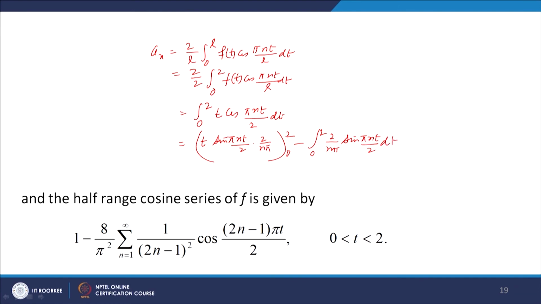When you put t equal to 2, we will get sin n pi. So, that will be 0. When we put 0, this is 0. So, we get minus 2 over n pi, and the integral of sin(n pi t / 2) is equal to 2 over n pi again, and minus cos(n pi t / 2), from 0 to 2. So, we get minus 4 upon n square pi square, and then we get 1 minus cos n pi. When n is even, this will be 0, and when n is odd, it will be 2. So, we can calculate the Fourier cosine series for the function f.